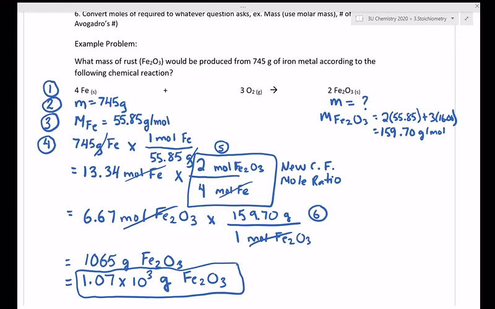Okay, so that is it for today. Just remember, you don't have to start with mass and end with mass. You could start with particles and end with mass. You could start with particles and end with particles. You can do any combination. So hopefully that little diagram will help you keep organized.